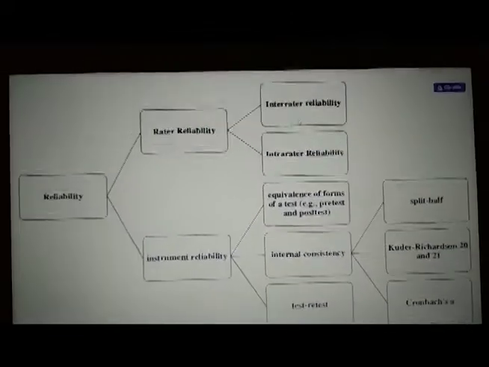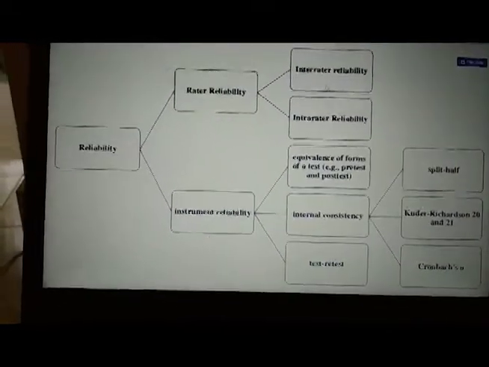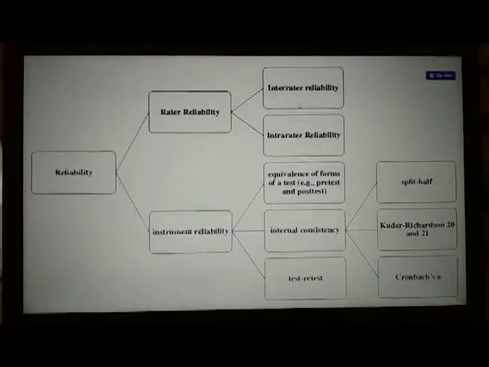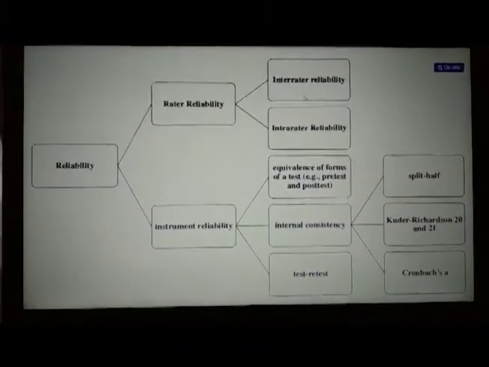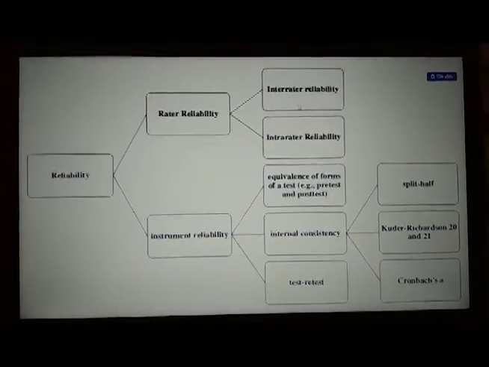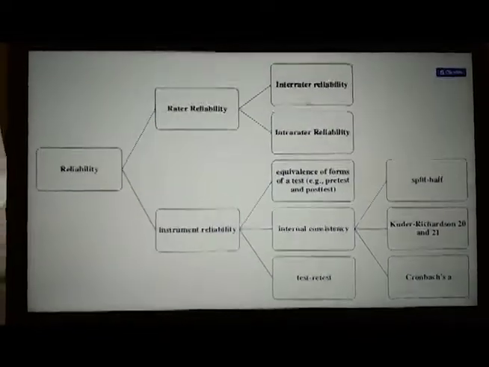Besides validity, we also have reliability. This is quite similar to validity. Reliability is also used to test the quality of your pre-test and post-test items. Okay, you can actually choose only one, whether using validity or reliability, to test the quality of your instruments.